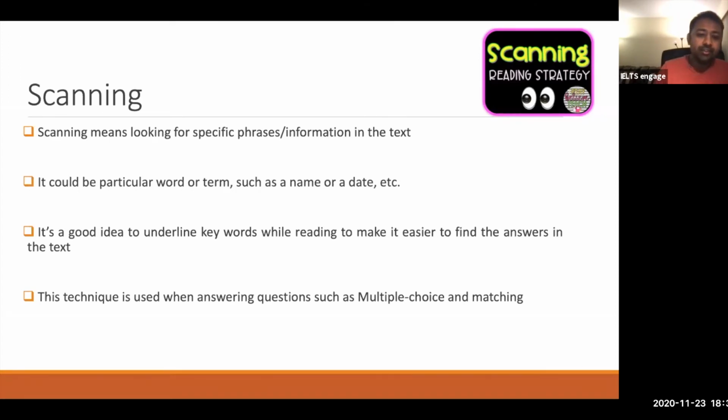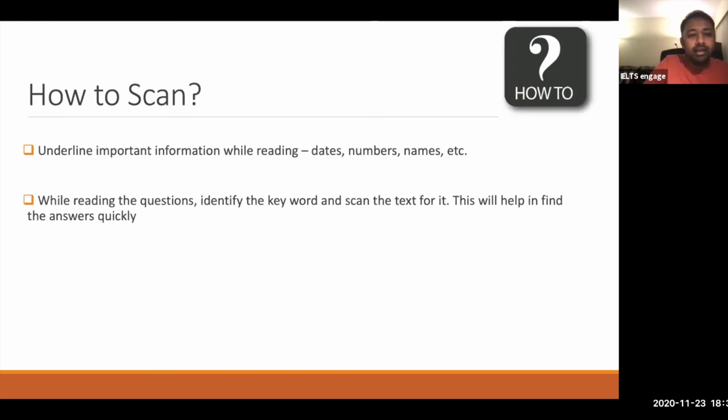Now, the scanning technique is used when you're answering different questions, like multiple choice questions, or matching headings, or match the following. So you can use a scanning technique to answer these questions. How do we do it?